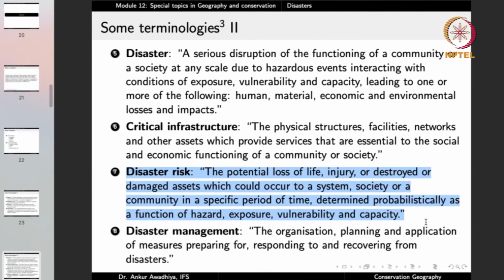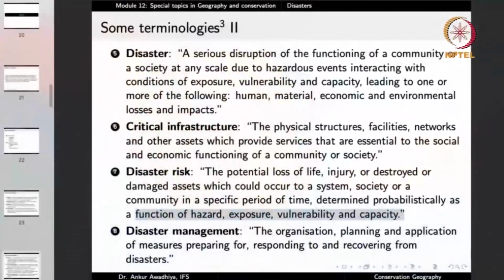What is the risk of a disaster? The risk of a disaster is again given by a function of hazard, exposure, vulnerability, and capacity. So we can compute the level of risk to a disaster, which is the disaster risk. And in those areas where we have a huge risk of a disaster, we can take certain preemptive steps. So computation of disaster risk is important, especially for planning purposes.